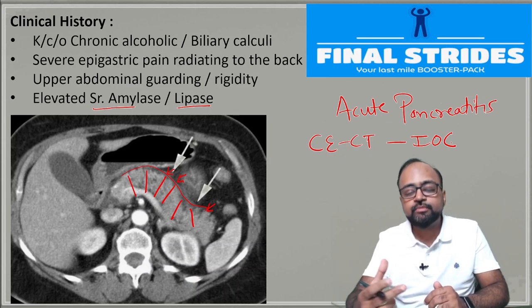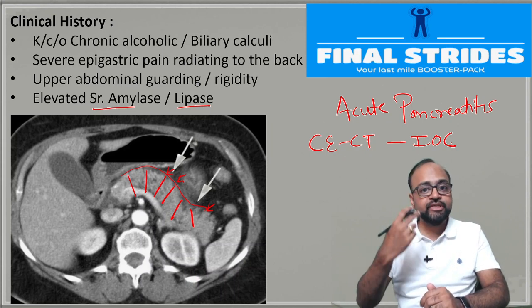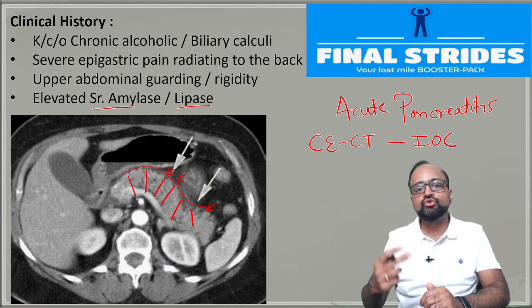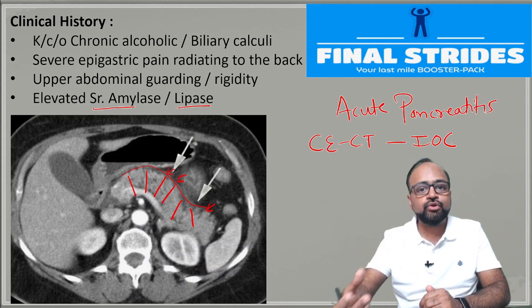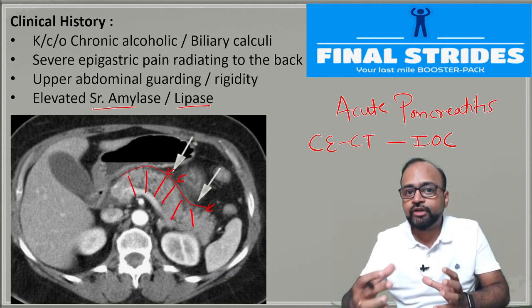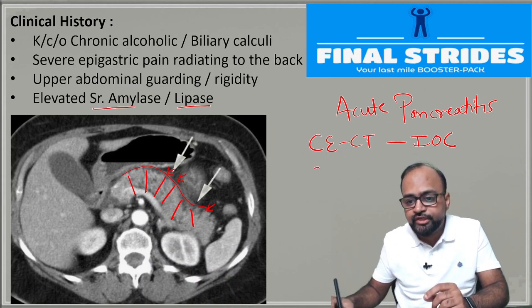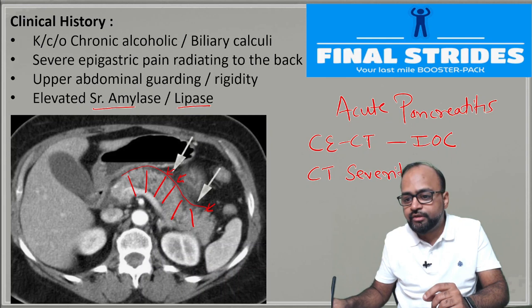Balthazar scoring system gives us a prognostic outcome. CT severity index not only includes the Balthazar criteria but also looks at the pancreatic necrosis within the pancreas, and therefore it has a stronger correlation with the overall outcome. So CT severity index is considered to be better, right?